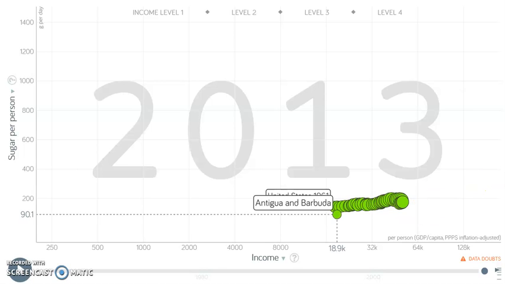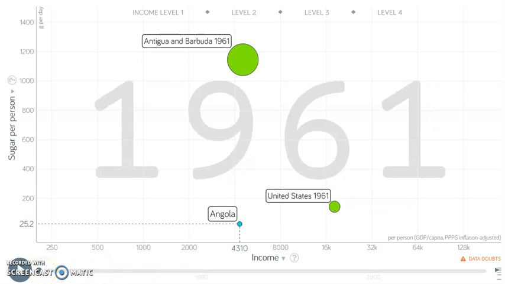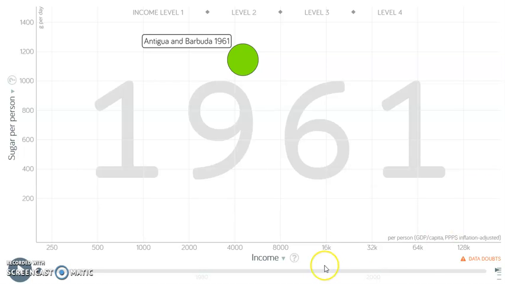So I will add them to the map now, once I reset this. Here we go. I will actually remove the United States this time as well. So now we have Antigua and Barbuda here on the map.